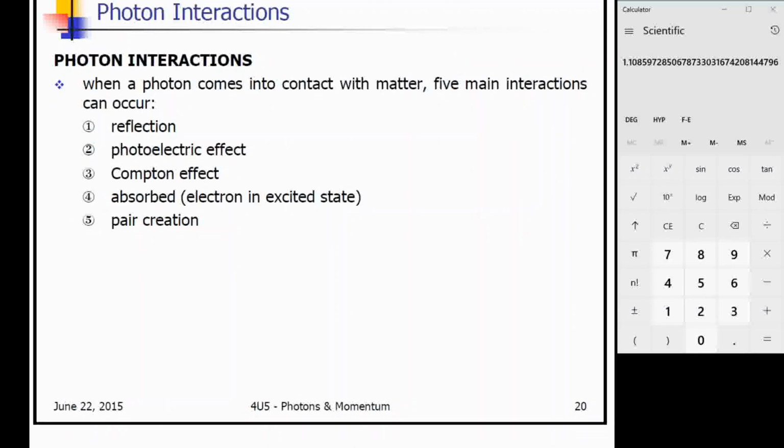So copy this slide down here. You may want to also copy a little bit of notes on what each of these effects are. These are the different photon interactions. They are reflection, the photoelectric effect, the Compton effect, absorption, and pair creation.